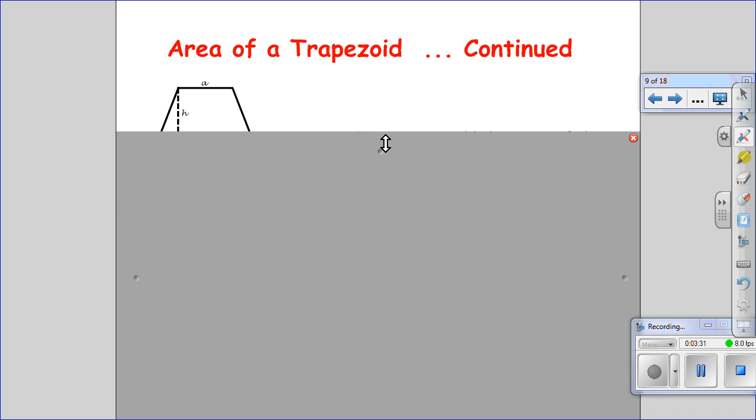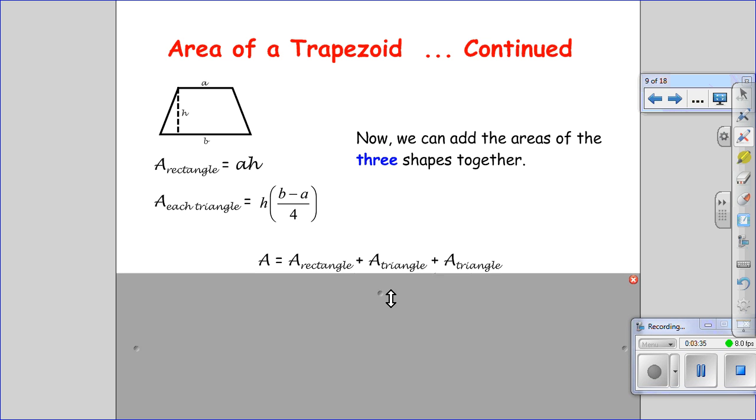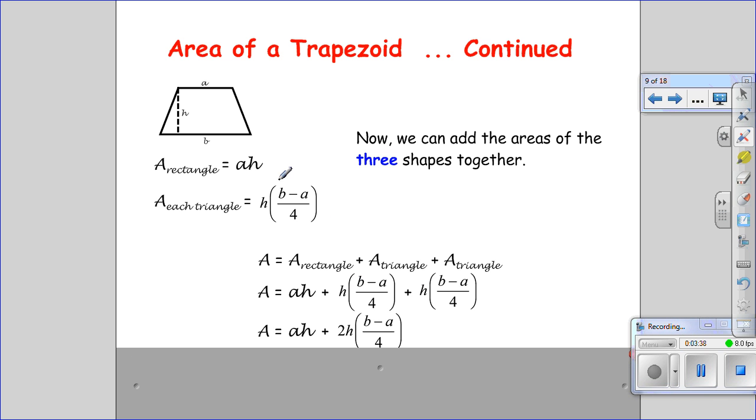So the overall area of the trapezoid, I had one rectangle and two triangles. So if I add up the area of the rectangle, which was AH, and I add one triangle and a second triangle, I've really got 2 areas of triangle, which is 2 times H times B minus A over 4, which is how this turned into this line.